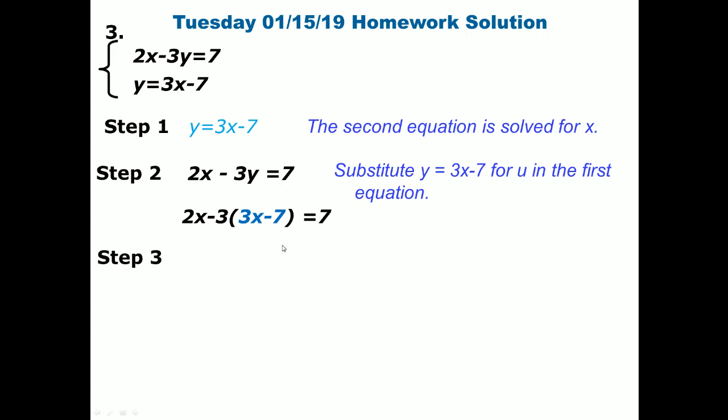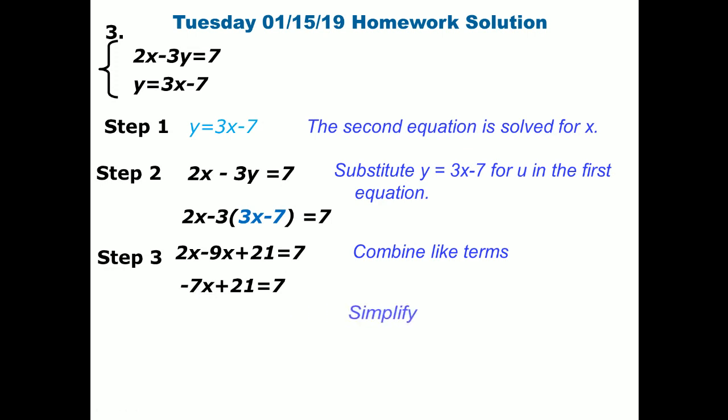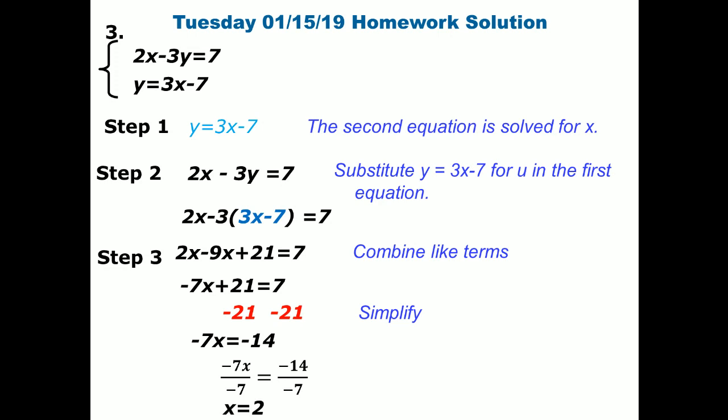Alright, here, you have to be careful when you distribute. -3 times 3x is -9x. -3 distributed to -7 is positive 21. Okay? And 2x minus 9x becomes -7x, because 2 minus 9 is -7. Be very careful with your algebra. Okay? Here, now you simplify, subtract 21 from both sides. You get -7x equals -14. Divide by -7 on both sides, you get x equals 2.